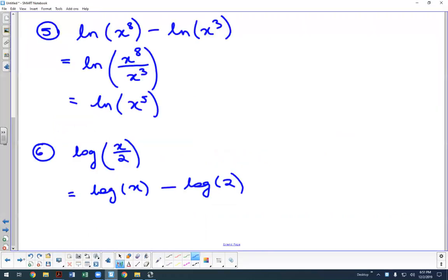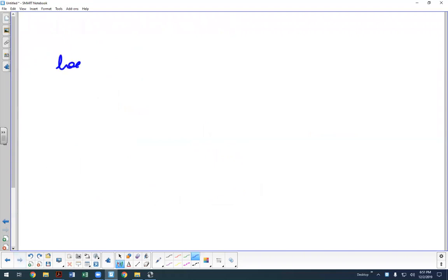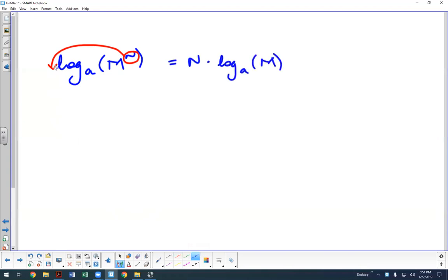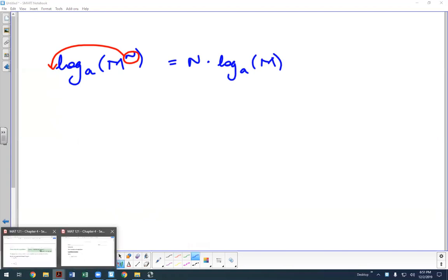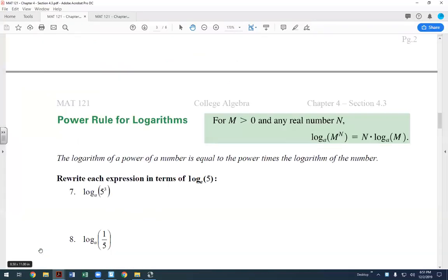Let me show you that here. So if I have a logarithm of m to the power of n with base a, the power rule for logarithms is telling me take this n, which is an exponent, and bring it in front of the logarithm. So that's how you end up getting n times log of m with base a.